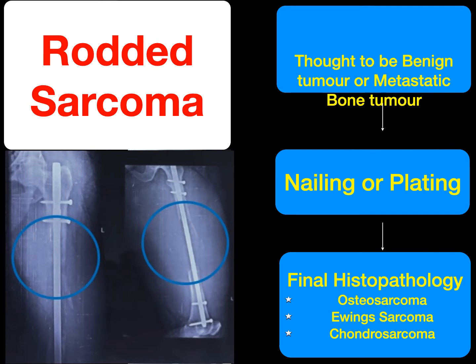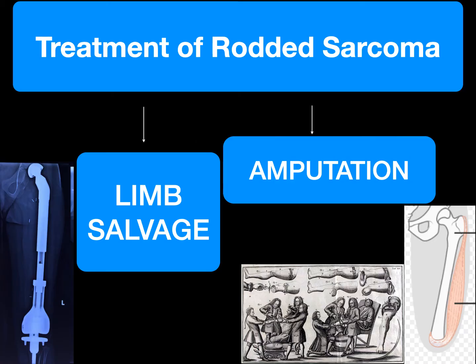So what was done in the previous cases, that is sarcoma, thought to be a benign tumor or a metastatic bone tumor, nailing or plating done, and final histopathology turned out to be osteosarcoma, Ewing sarcoma or chondrosarcoma. And what are the two treatment options in these cases? Either we can do amputation. So what was done for the kid with a nail inside was an expandable or growing total femur megaprosthesis.